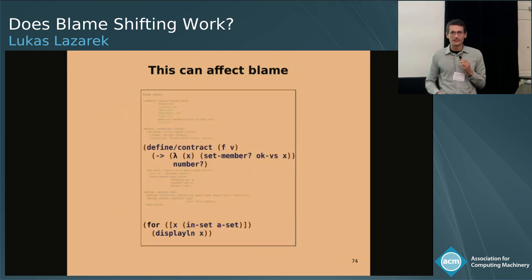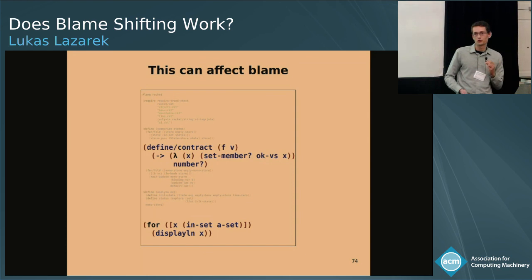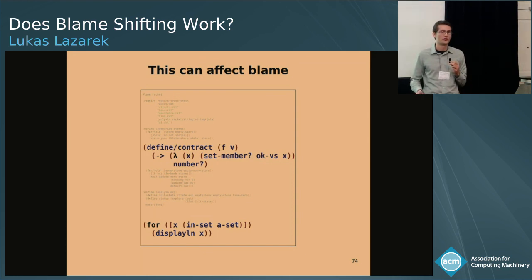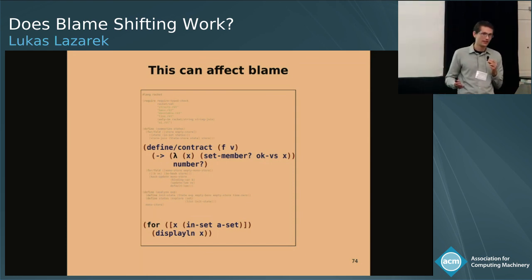Now, you may be thinking, this doesn't really matter, because we shouldn't be depending on things like iteration order anyways. Right? Everybody knows that. And of course, you're right. But I just want to point out that this can change the kinds of blame you see and can cause blame to shift in ways that you probably wouldn't expect.